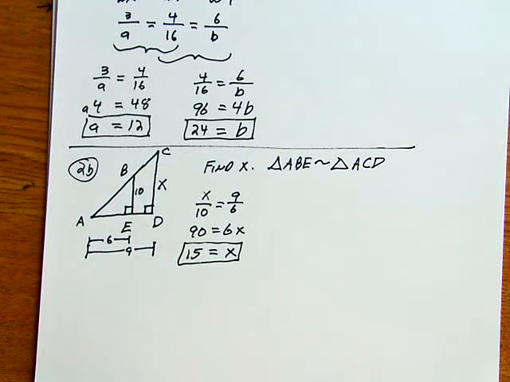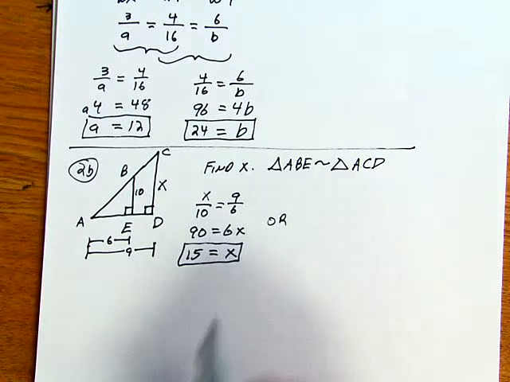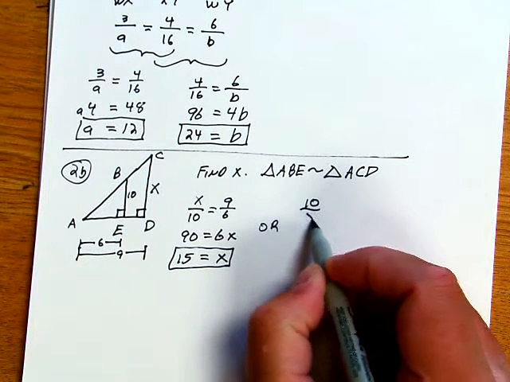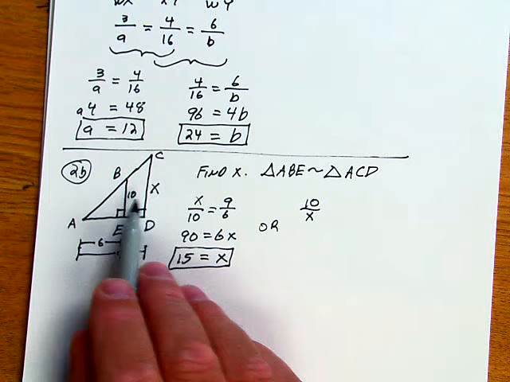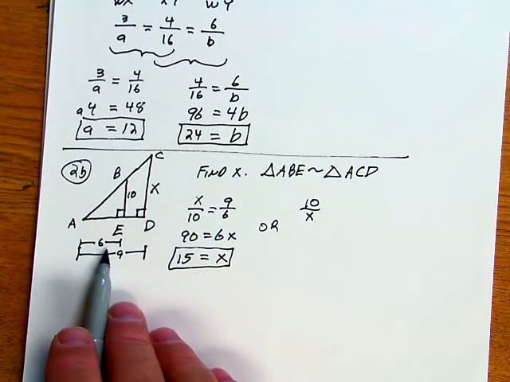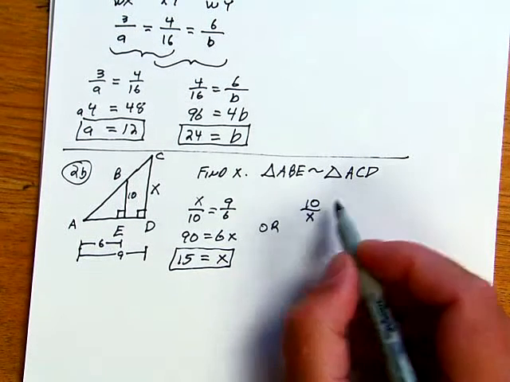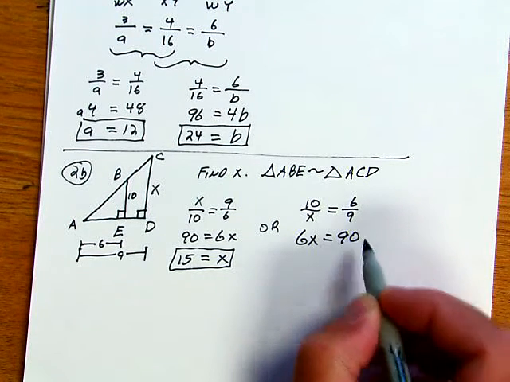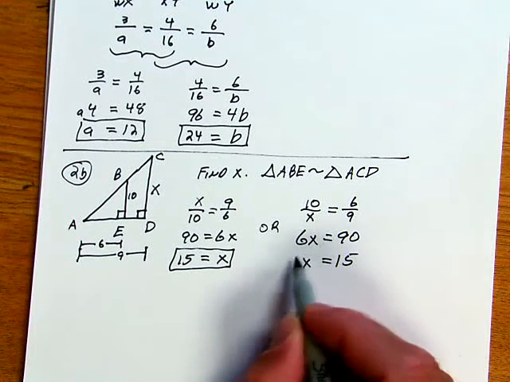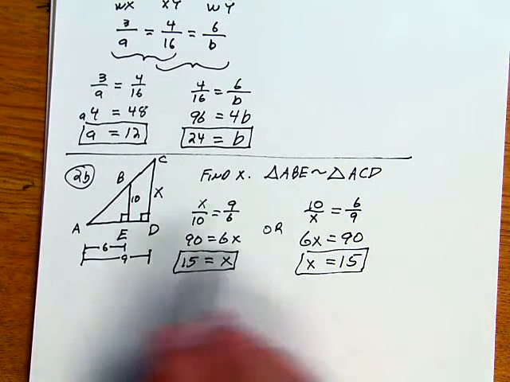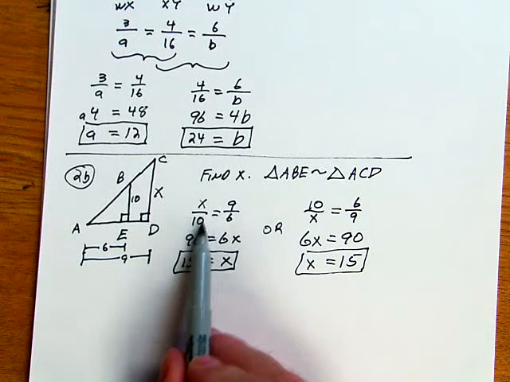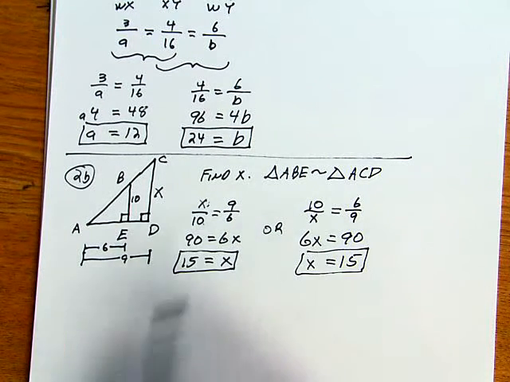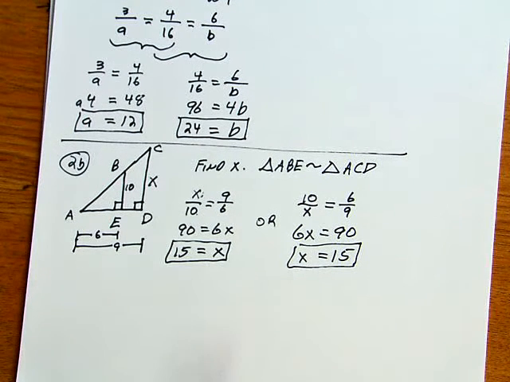What would happen if I had done that differently? Let's say I had decided to do the small triangle on the top, and I had said 10 over x. Well, because I did the small triangle on the top, then I have to do the small triangle on the second proportion. So the proportion would be 6 over 9, and you notice you get 6x equals 90 again, and x still equals 15. So as long as you don't mix which order you're doing it, the proportion you set up can be in either format, either big over little or little over big. Okay, as long as you don't mix them up.